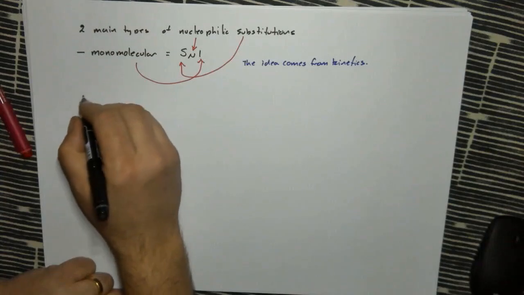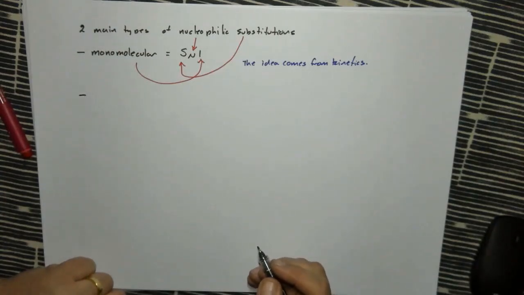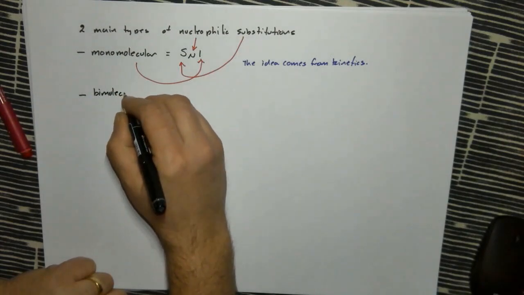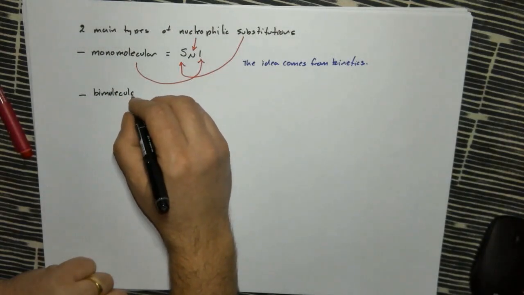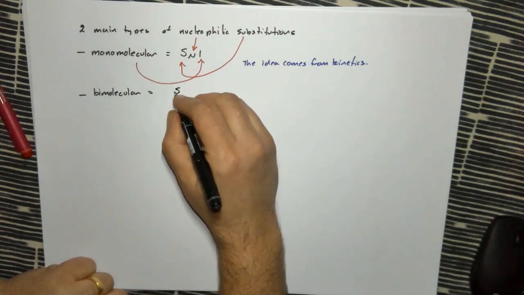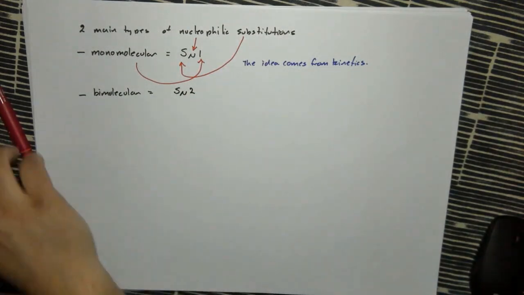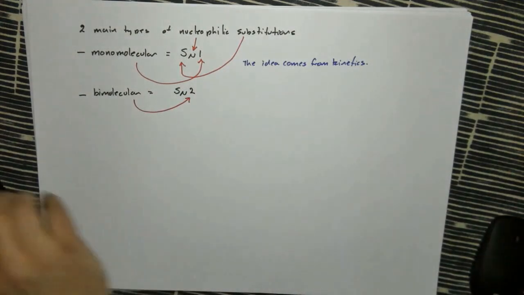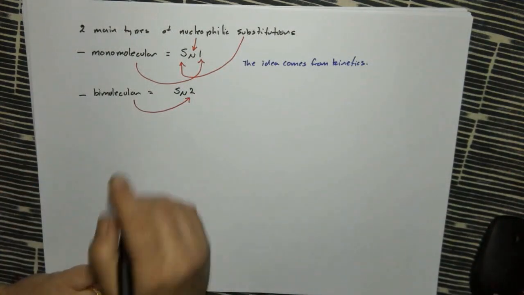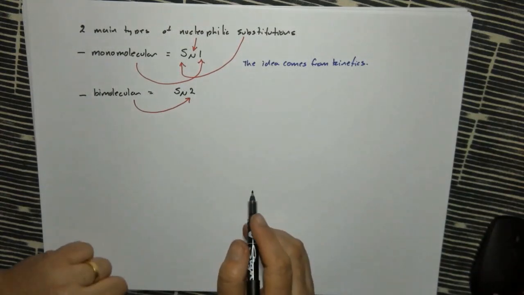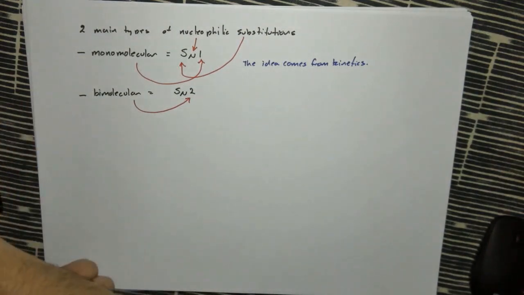The other type of nucleophilic substitution is called a bimolecular nucleophilic substitution, and it's given the symbols SN2. Here I don't have to write the rest of it, but the bimolecular is the 2 here. So that implies that there's something to do with 2 molecules or something like that. And we'll get to that in just a second.